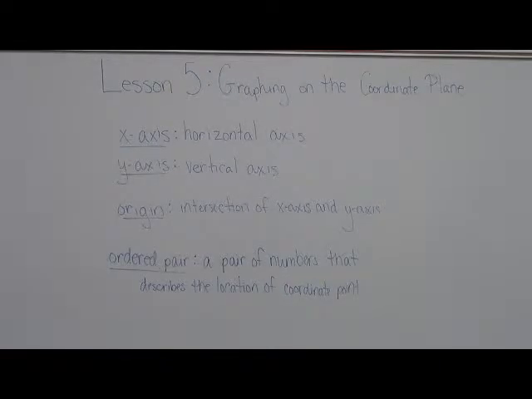The y-axis then is perpendicular to the x-axis, and it's the vertical axis. So all your y values are going to go up and down. The origin is the intersection of those two, so it's right in the middle. I'm going to show you a graph in a second to describe all these different pieces. But the origin is the point right in the middle of the graph. And the ordered pair is just a pair of numbers that describes the location of a coordinate point. So we're going to have two numbers there, both an x value and a y value, that's going to describe points.